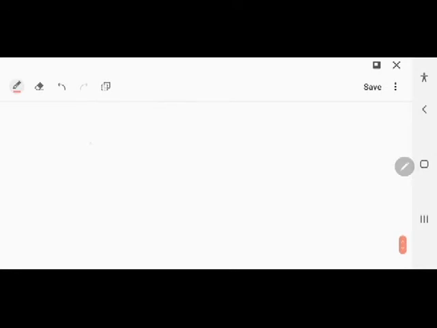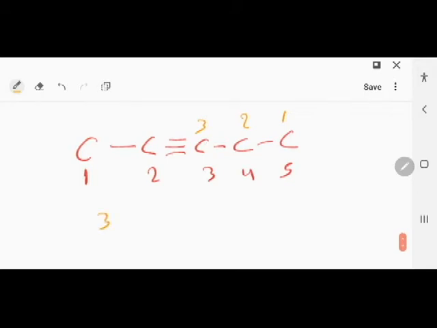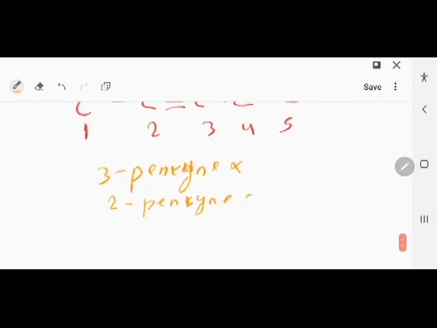What if we have, for example, 1, 2, 3, 4, and 5. As you can see here, we have to start numbering from this side, 1, 2, 3, 4, 5, because if we started from the other side here, 1, 2, 3, here we will have a 3, 1, 2, 3, 4, 5. So we have 5 carbon atoms, so we are talking about pent, so 3-pentyne, which is wrong, because we have to start numbering from this side here, so we will have 2-pentyne. So this is the correct name for pentyne.